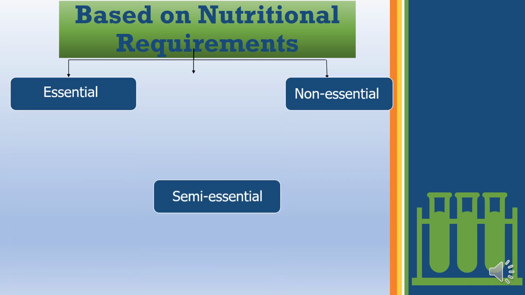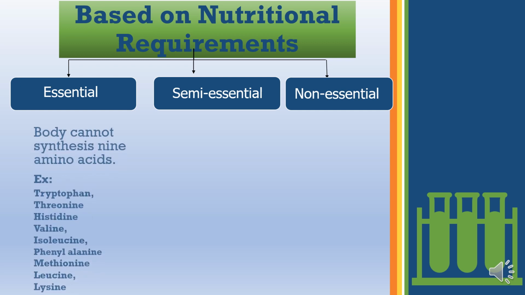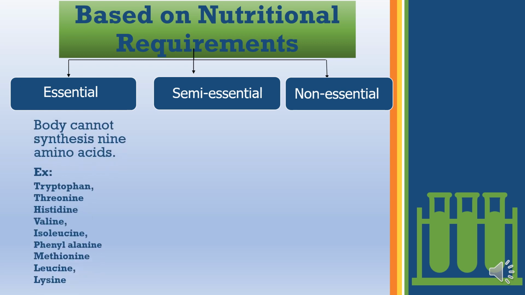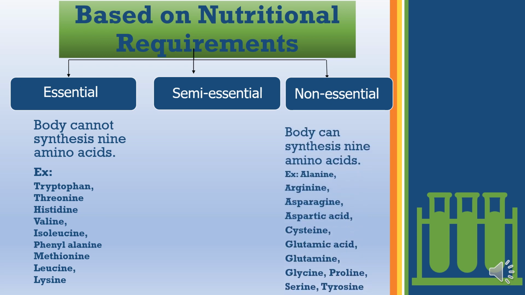Based on nutritional requirements, amino acids are classified as essential, non-essential, and semi-essential. Essential amino acids are not synthesized in our body. These are amino acids which are required in the diet. They are tryptophan, threonine, histidine, valine, isoleucine, phenylalanine, methionine, leucine, as well as lysine. Non-essential amino acids are synthesized in our body: arginine, asparagine, aspartic acid, cysteine, glutamic acid, glutamine, glycine, proline, serine, tyrosine, which also includes selenocysteine.